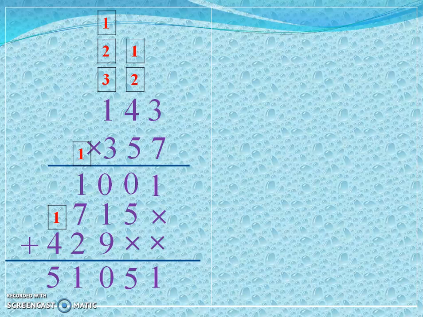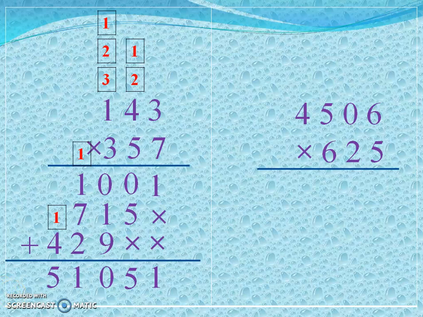So students, 143 multiplied by 357 is 51,051. I hope you are understanding. Now we will see the next example, multiplying 4 digits by 3 digits, and that is 4,506 multiplied by 625.